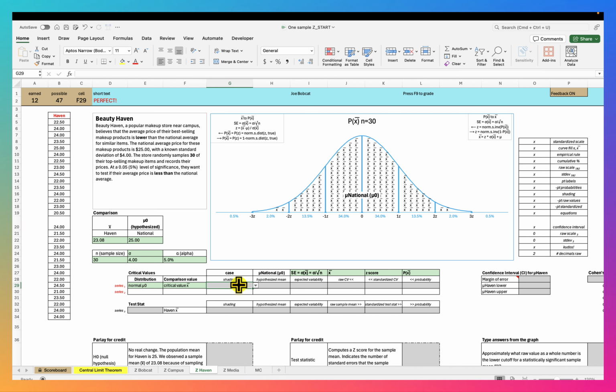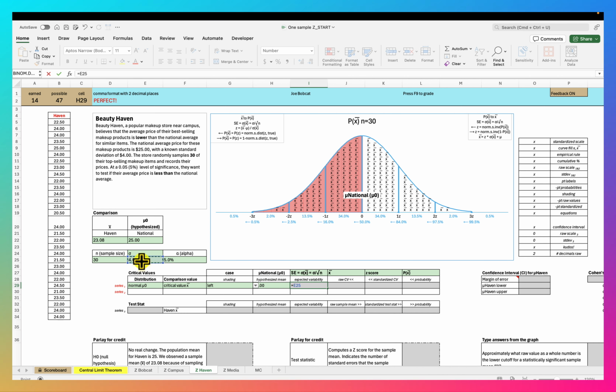And now the question is, notice that we've only got one line now. So we're only looking one direction. The direction is lower. Lower means to the left. And it's not going to be quite that big. We'll find out just how big it is in a second. So the hypothesized mean from the problem is 25. Expected variability is going to be equal to, remember, sigma divided by the square root of n.